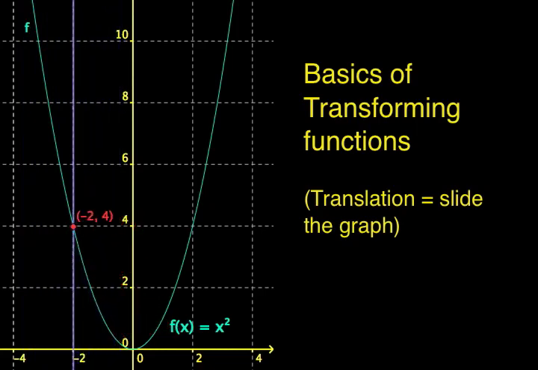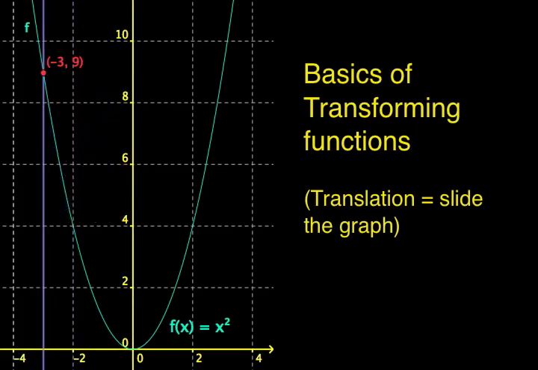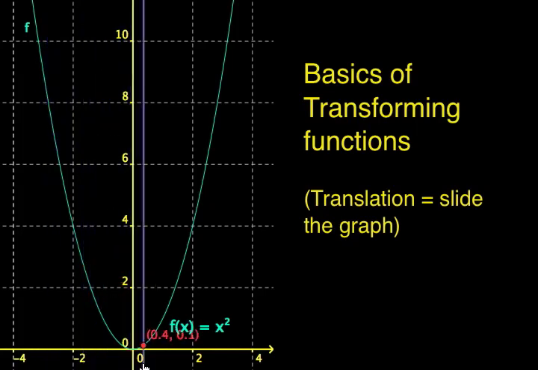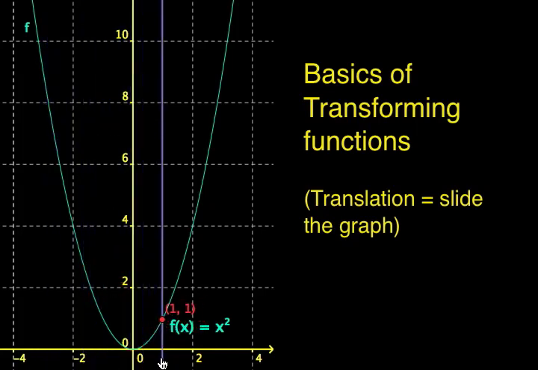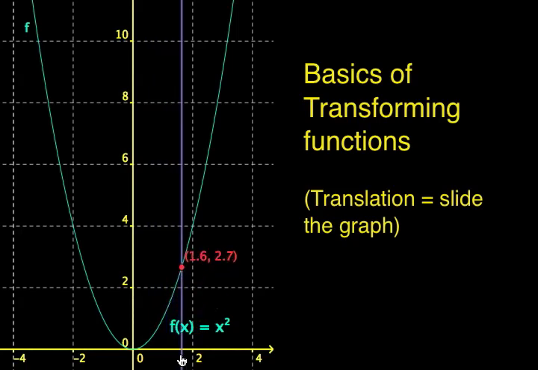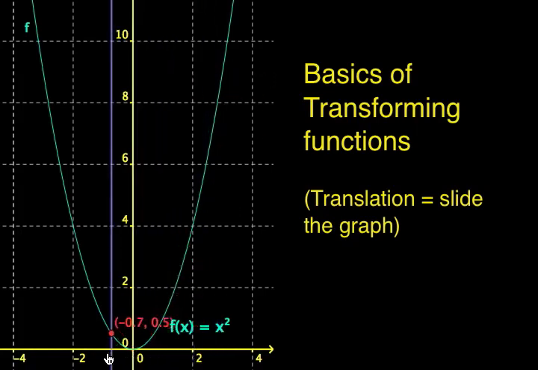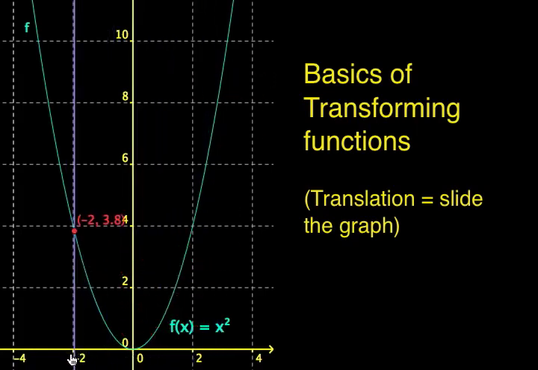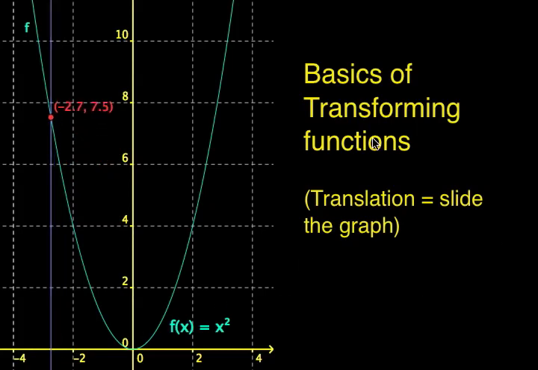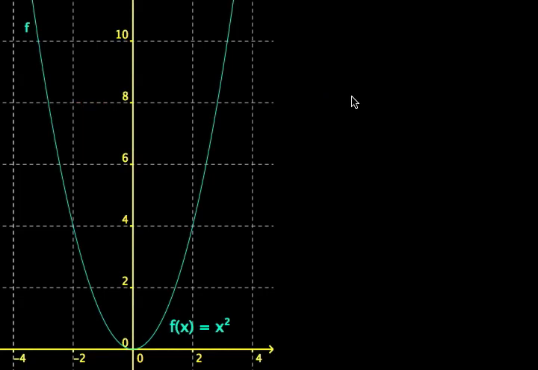So negative 2 squared is 4. Negative 3, quantity squared, is 9. Likewise, 1 squared is 1, 2 squared is 4, and 3 squared is 9. So we can make a table of these values on the next screen, and then we're going to do a function transformation. So let's make a table of values with this function.